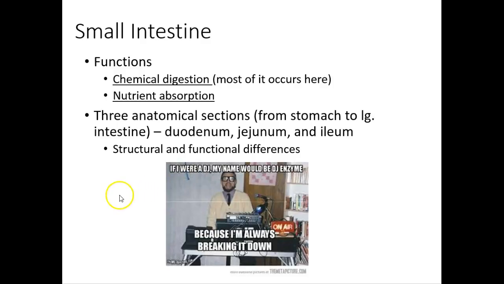Well, that's exactly what happens in the small intestines. We take those large structures like those sugars and break them down into glucose. And we take the nucleic acids and break them down into nucleotides.